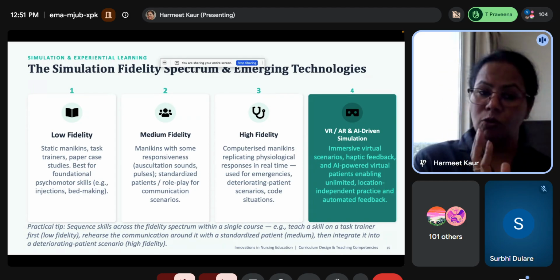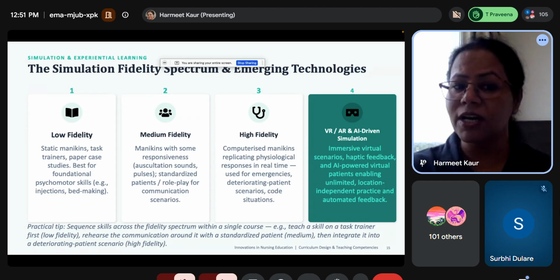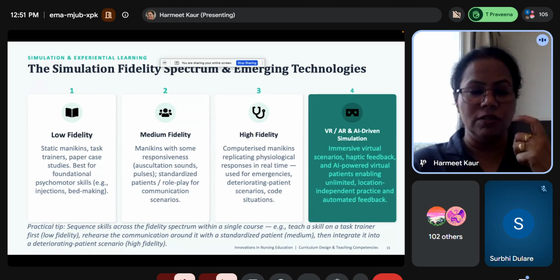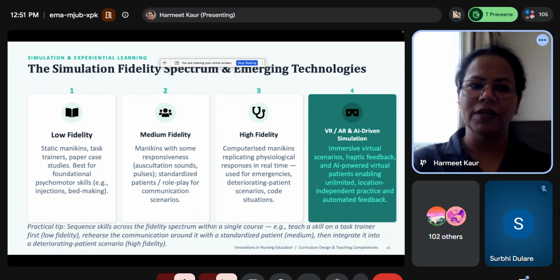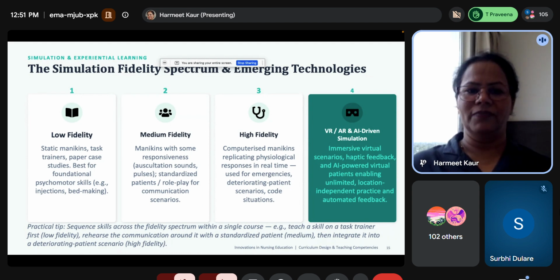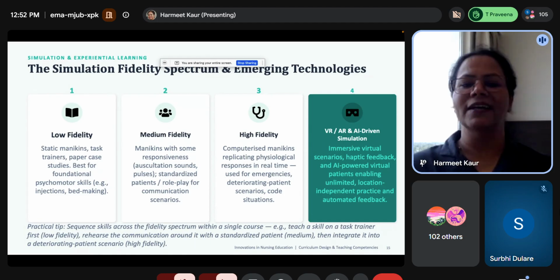Okay, so simulation is of different kinds. One can be low fidelity simulation. We use it every day. Low fidelity simulation: we use static mannequins, we have task trainers. Okay, we have case studies. In case studies, we can discuss with the students. Okay, and these really help to develop their psychomotor skills, particularly the functional assignments.